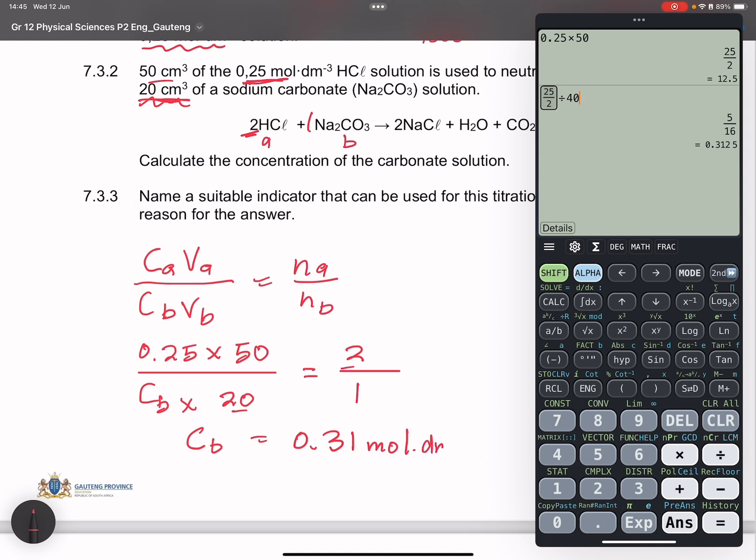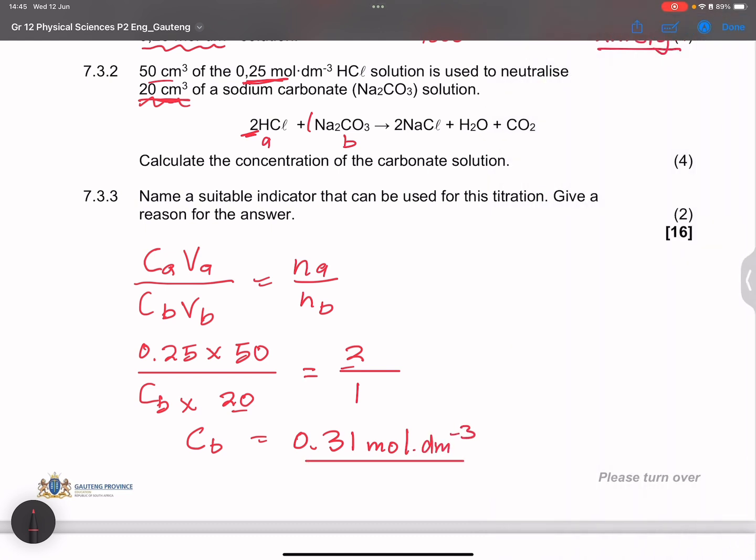Now, of course, some of you would say, yeah, but we should have converted that volume to cubic decimeters. You may do so, ladies and gents, but there is absolutely nothing wrong. We should be able to get the same answer even if we didn't convert, right? What you should note, though, is that if you decide to convert, you must convert both of them. If you decide not to convert, both of them must be in the same units, which is cubic centimeters.